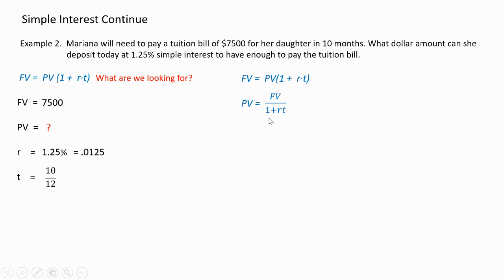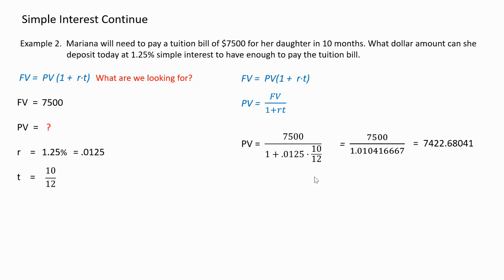But eventually, in the book and also in MyMathLab, this is the formula to find the present value. Okay, and right now, let's do it this way, and I'm going to show you another way to find the answer. So future value is 7,500. My interest rate is 0.0125 times 10 over 12. So the answer will be $7,422.68, because you round to the nearest penny.